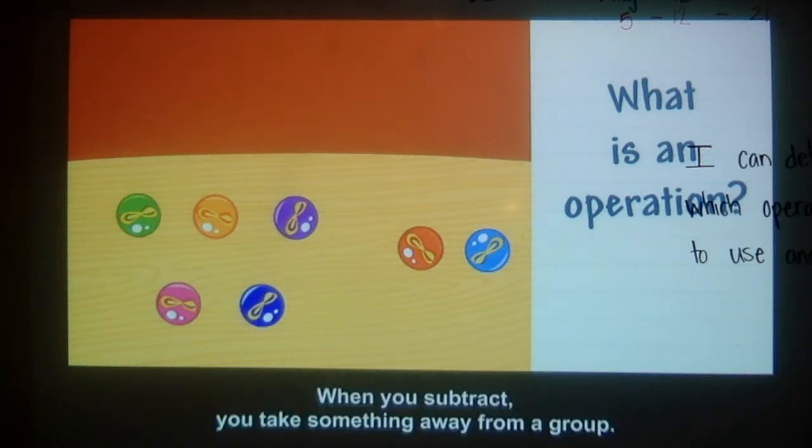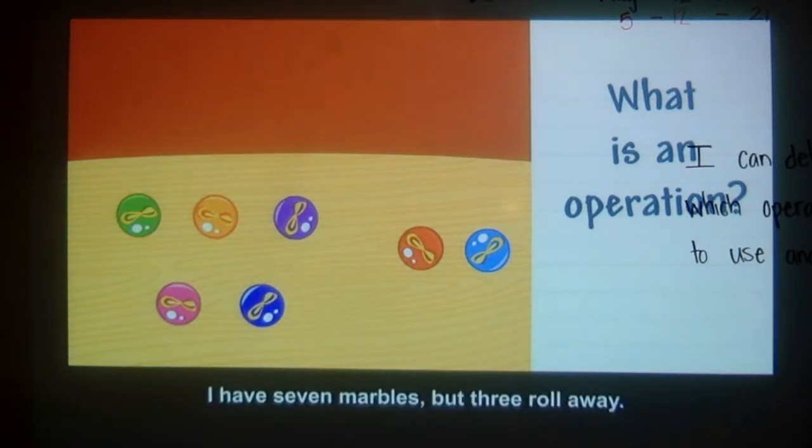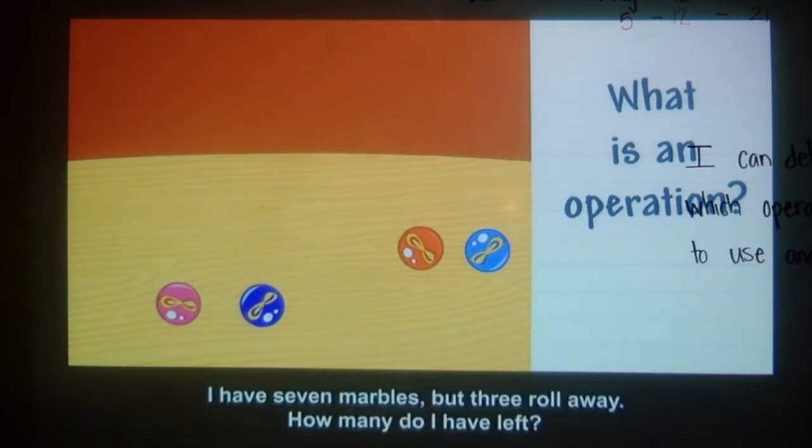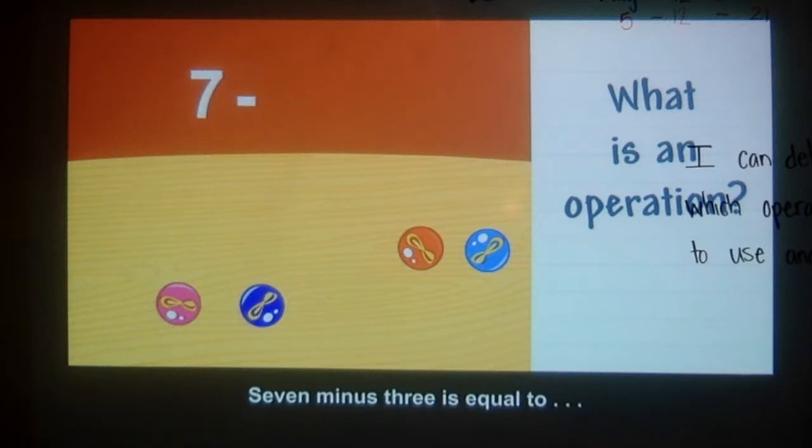When you subtract, you take something away from a group. I have 7 marbles, but 3 roll away. How many do I have left? You can subtract to solve. 7 minus 3 is equal to 4.